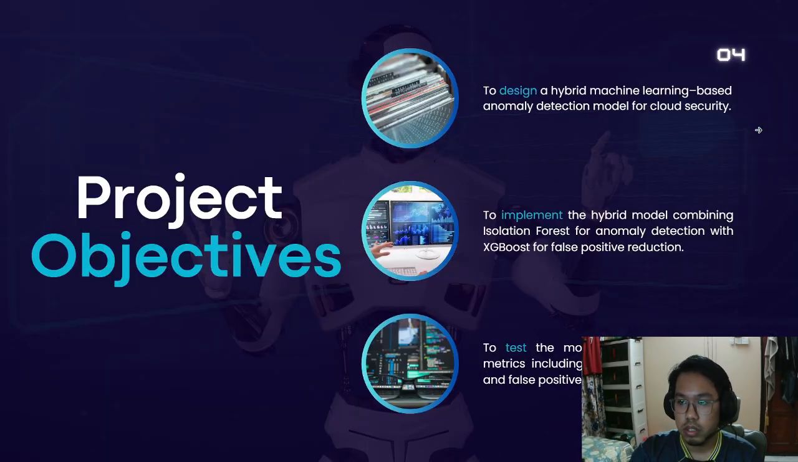The project objectives. The first one is to design a hybrid machine learning based anomaly detection model for cloud security. Next is to implement the hybrid model for anomaly detection and for false positive reduction. Next is to test the model using security-centric metrics.